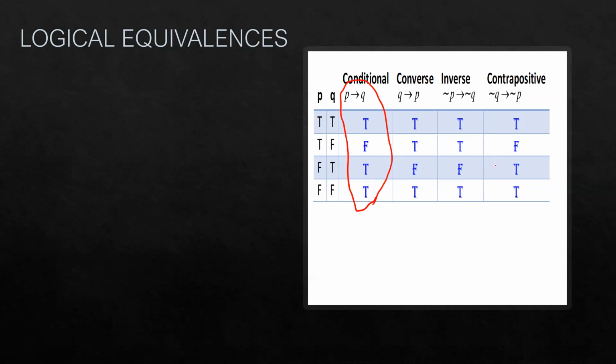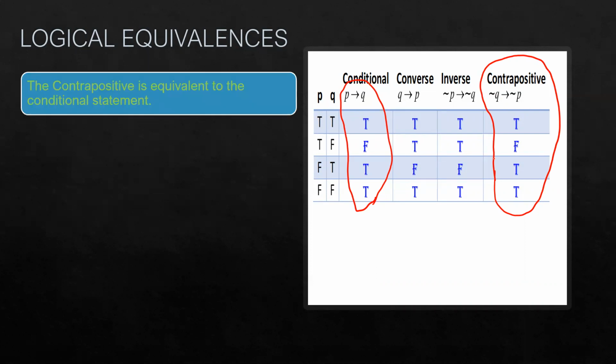Now, if you think about it, you will see that the contrapositive has the same truth value, right? So in logic classes, we would say that the conditional statement is equivalent to the contrapositive, or the contrapositive is equivalent to the conditional statement. So you can use one or the other to rephrase your statement, right?